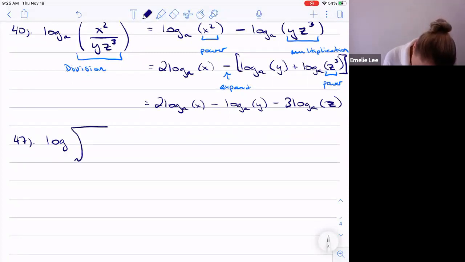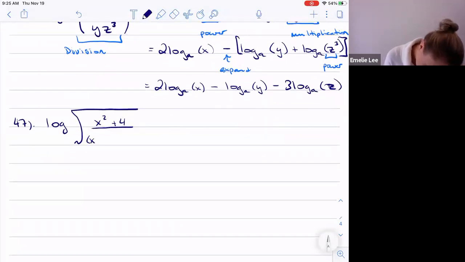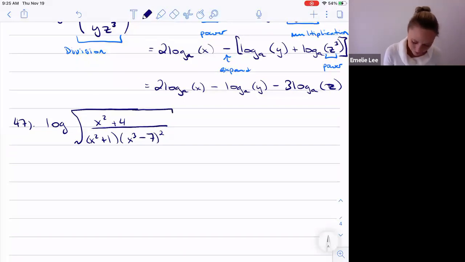The log of the root of x squared plus 4 divided by x squared plus 1 times x to the 3 minus 7 squared. Okay. This is all inside the log.